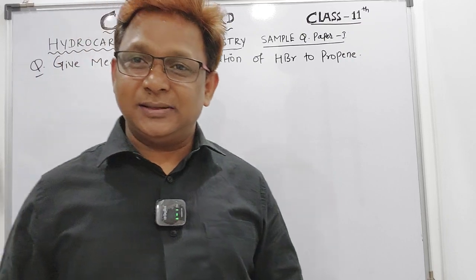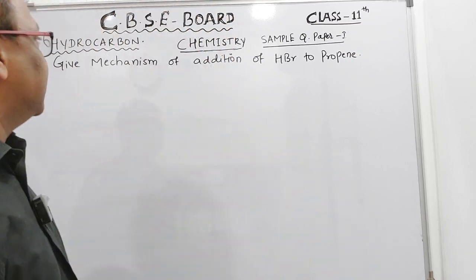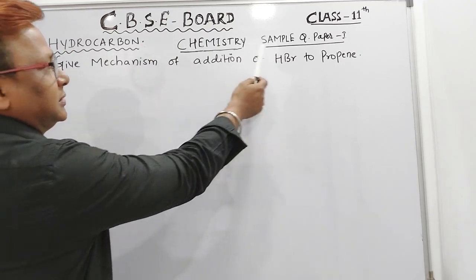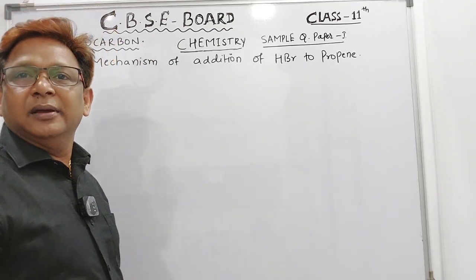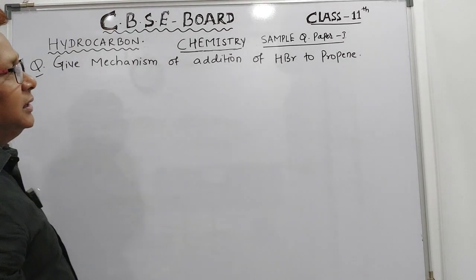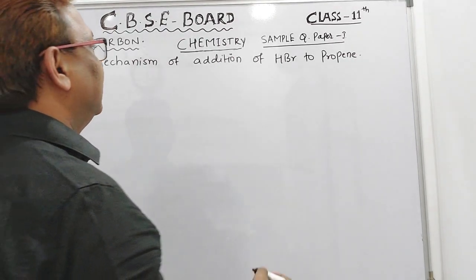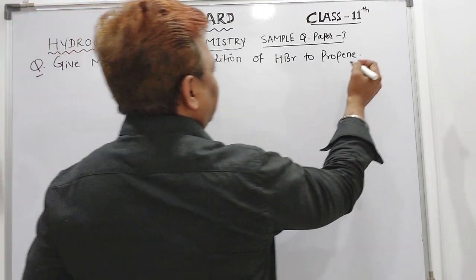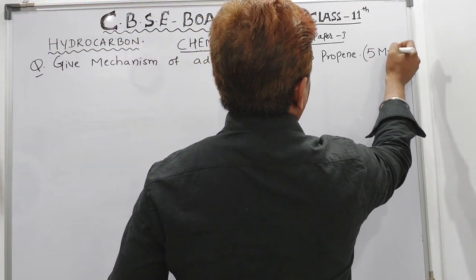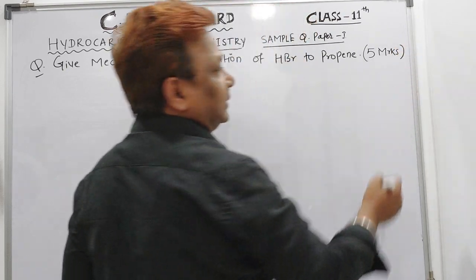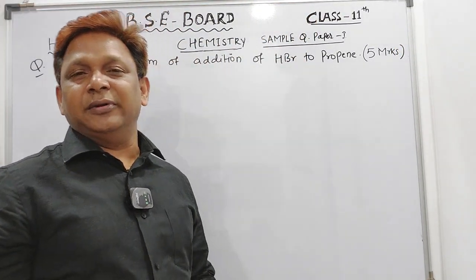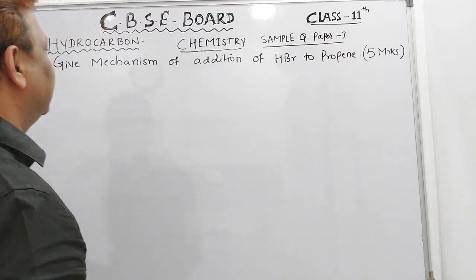So these are chemistry classes. But here you can see now, from our CBSE board hydrocarbon chemistry, that is the sample question paper. And now this is another question from the hydrocarbon chapter: give the mechanism of addition of HBr to propene. They will ask this question in the exam for 5 marks. And obviously, if it is a 5 marks question, definitely we have to write in complete detail.